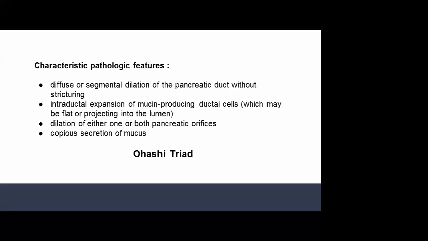And Ohashi has described a classical triad on ERCP finding to diagnose intraductal papillary mucinous neoplasm, which consists of, one, the bulging of the ampulla of Vater, two, the copious production of mucus through the bulged ampulla, and the third one is the dilated main pancreatic duct.